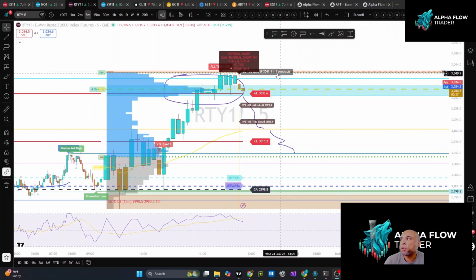Our stop is up here at 3041.4. And we've got TP1 here. I am not taking this TP2. I am actually going to aim for prior day's high here, which is this orange line. All right, so let me switch back to my Quant Tower screen.